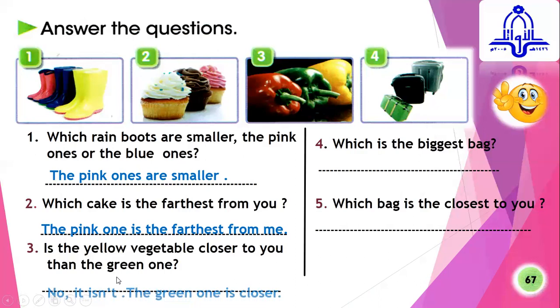So the answer will be yes, no question. No, it isn't. The green one is closer to me. يعني الخضروات الخضراء is closer to me. يعني هي الأقرب بالنسبة لي. Not the yellow one. What about 4?